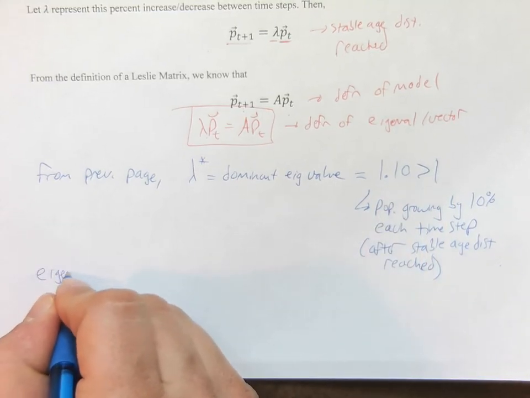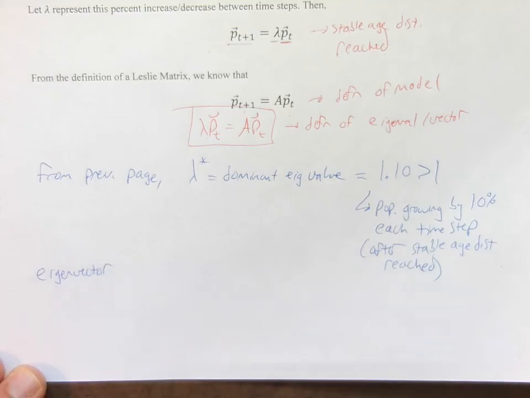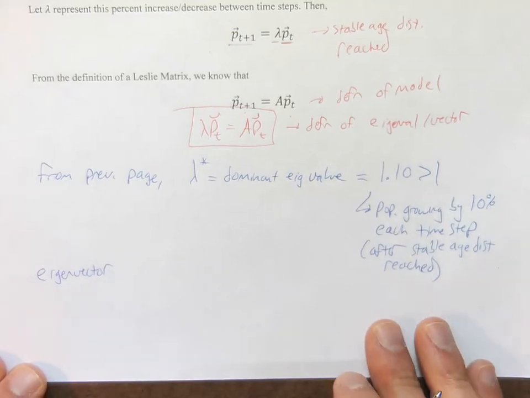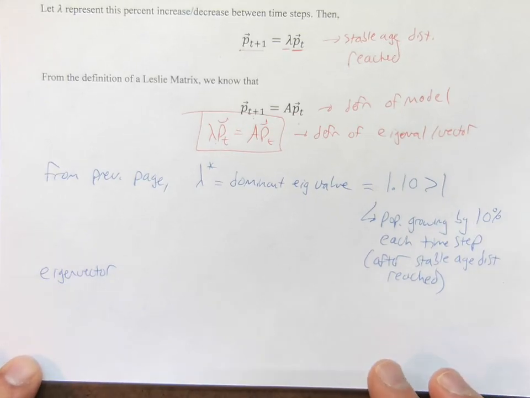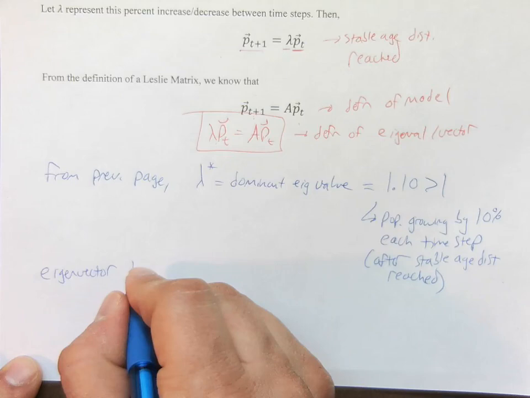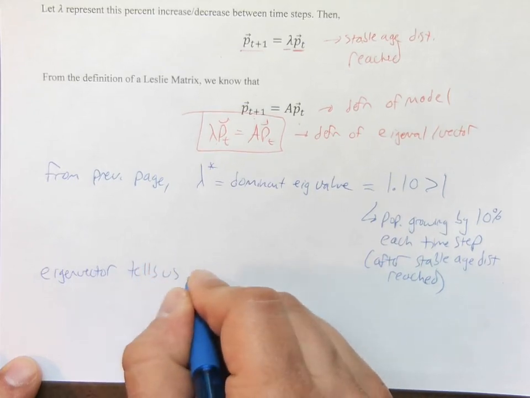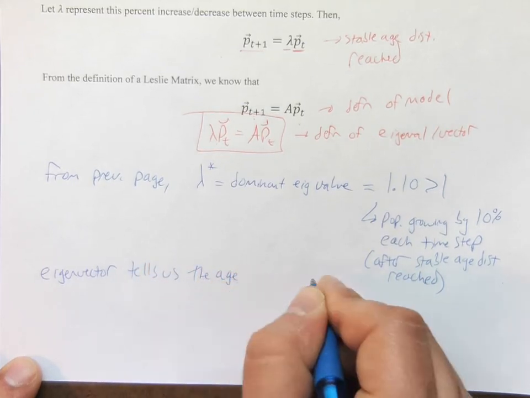And so again, I did this on a computer. This is the kind of thing that you learn how to do on computers in upper level classes. I teach how to do it in modeling classes or in methods of applied math, which is Math 3500. We learn how to do this stuff on a computer. And so the eigenvector tells us the age structure.